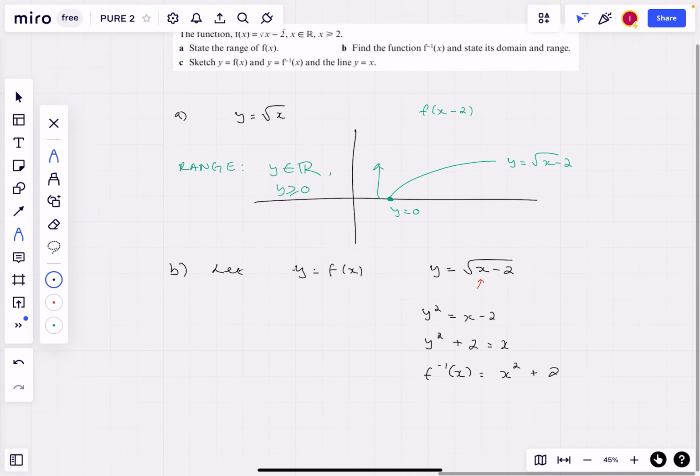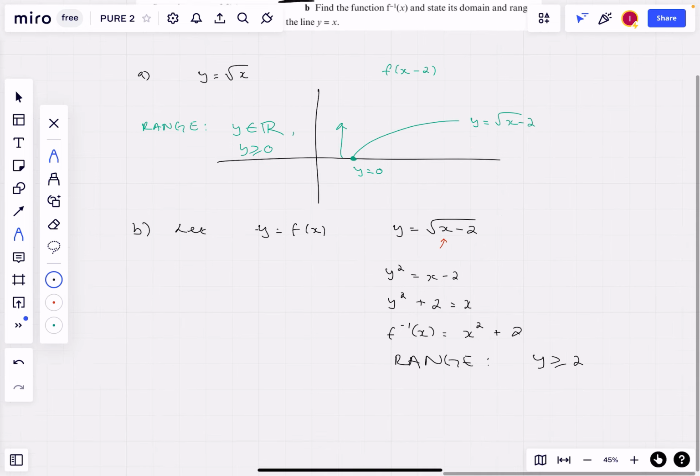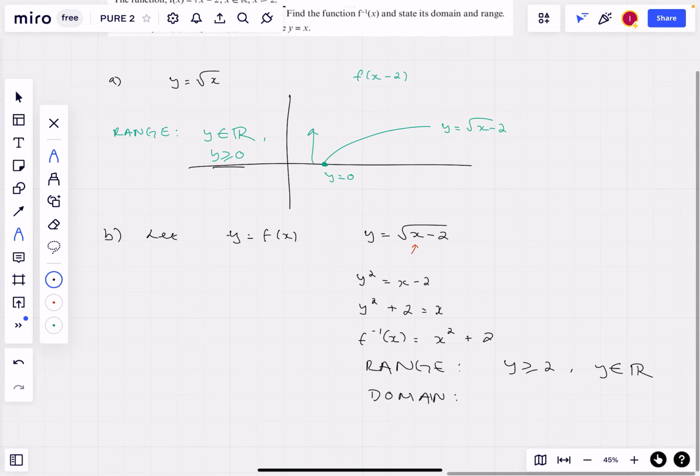So, the domain of f(x) is x is greater than or equal to 2, which means the range of this is y is greater than or equal to 2, and any real value. And then the domain is going to be the range. So x is greater than or equal to 0, and then again, x can be any real value.